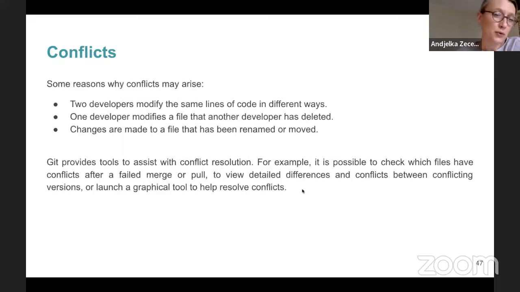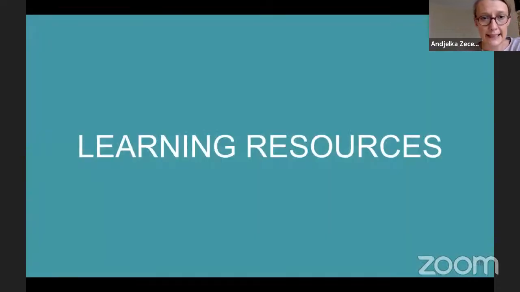And the good news is that Git provides us with tools that can assist with this conflict resolution. It is possible to check which files have conflicts after a failed merge. We can view detailed differences and conflicts as we saw on the previous slide, or simply launch a graphical tool to help us resolve conflicts more easily.